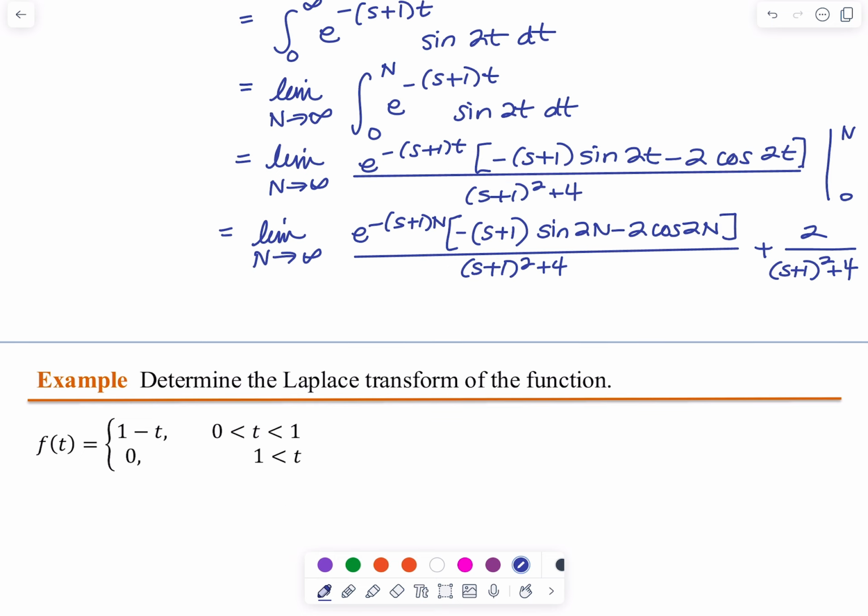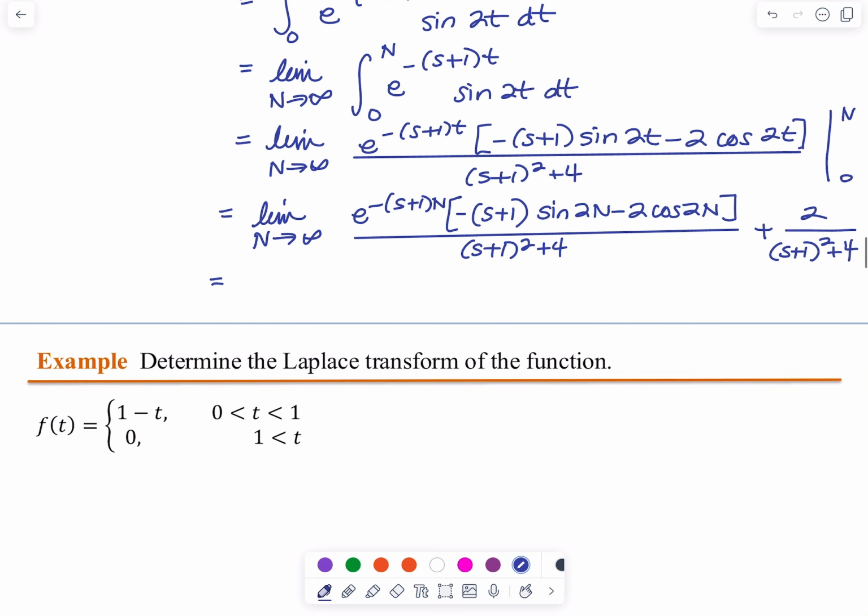And when we take our limit as n approaches infinity, of course, this all goes to 0. So we have 2 divided by s plus 1 squared plus 4.